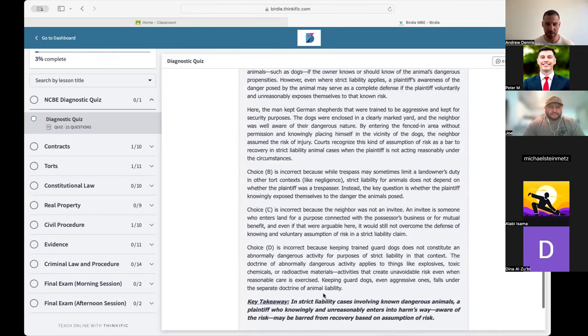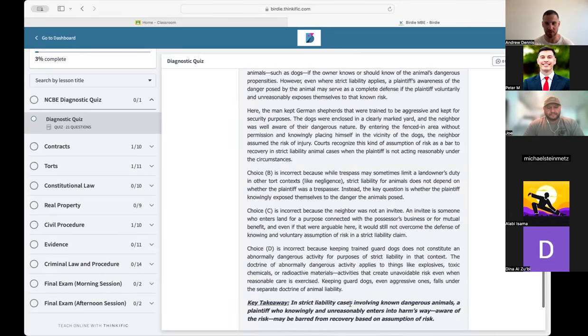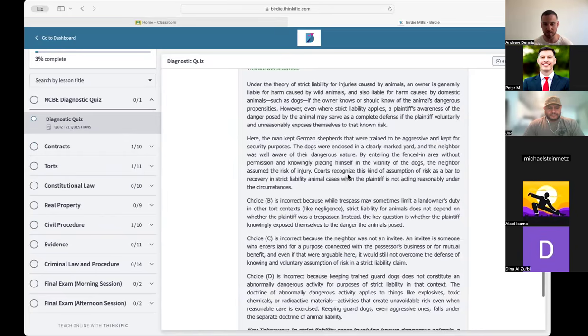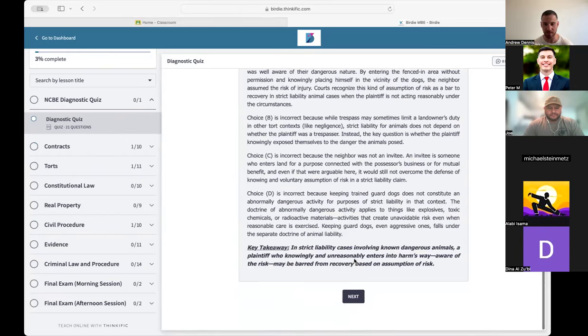Right. In strict liability cases involving known dangerous animals, a plaintiff who knowingly and unreasonably enters into harm's way, aware of the risk, may be barred from recovery based on assumption of risk. That's another point too, that this was a dangerous animal, so it's a strict liability, and usually assumption of risk is a strong answer to a strict liability claim.